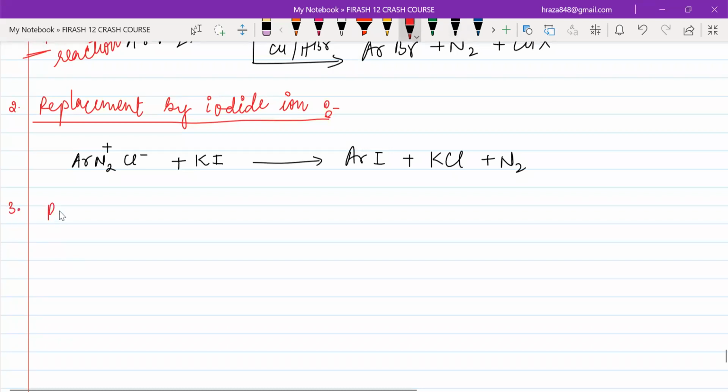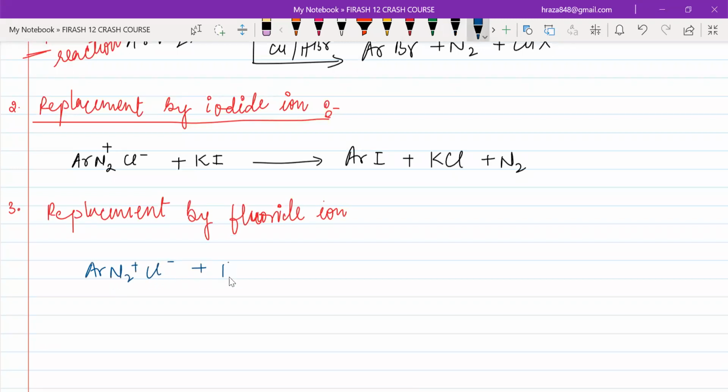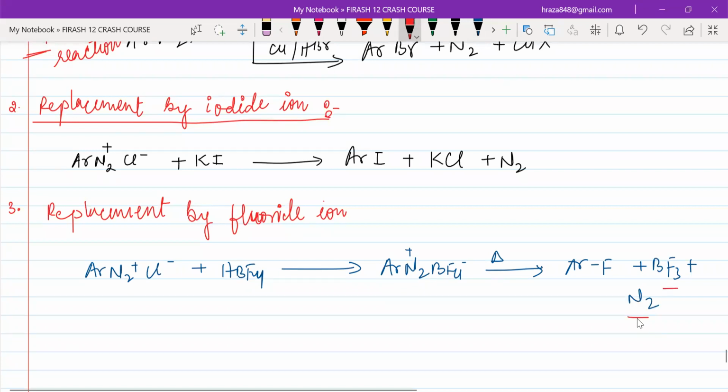Now the third one we can say is replacement by fluoride ion. How we can replace it is also very easy. If you have Ar N2 plus Cl minus, which is benzene diazonium chloride, you are going to use hydrogen fluoroboric acid. So this will first be converted into a salt, and then if you heat it, you will directly get this, and this. These are byproducts.